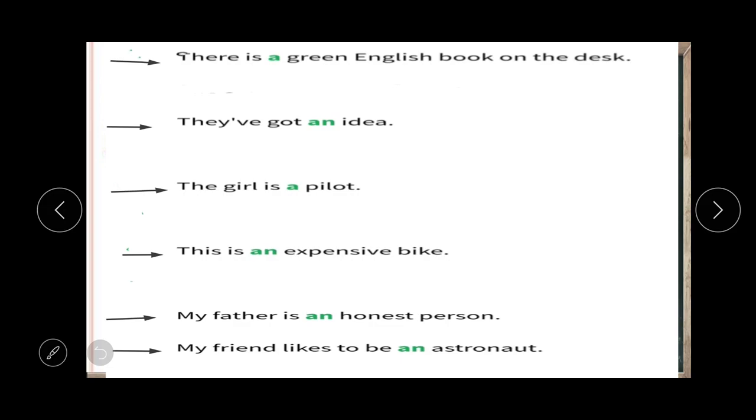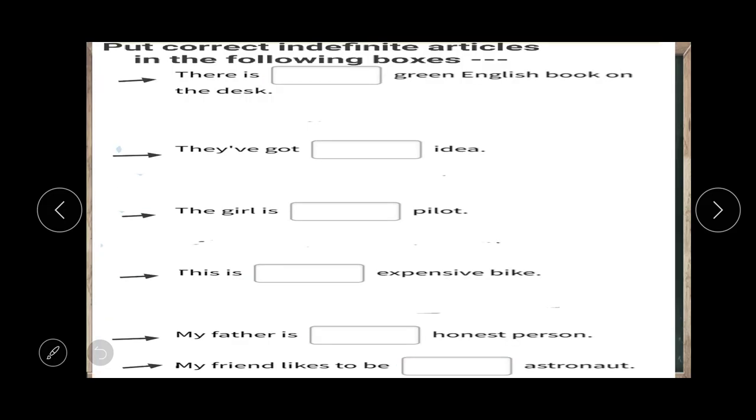The first answer is, there is a green English book on the desk. Number 2, they have got an idea. Number 3, the girl is a pilot. Number 4, this is an expensive bike. Number 5, my father is an honest person. And number 6, my friend likes to be an astronaut. So students, these are the answers of the exercise that I have included in today's class.